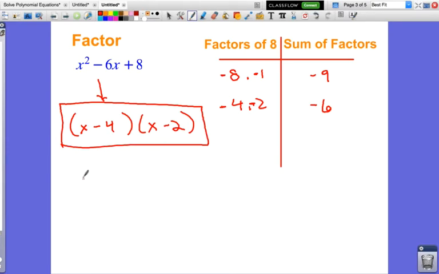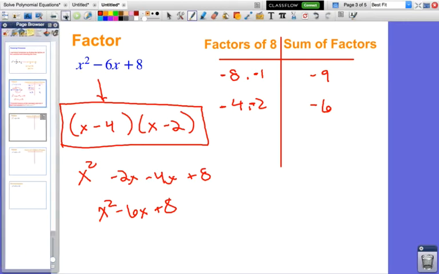And again, I can check by doing FOIL: x times x, x times negative 2 is minus 2x. Negative 4 times x is negative 4x. Negative 4 times negative 2, positive 8. x squared minus 6x plus 8. It worked out. So I got another one, but a little bit different again.